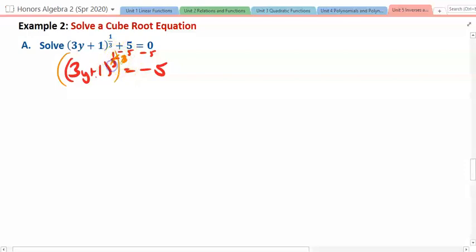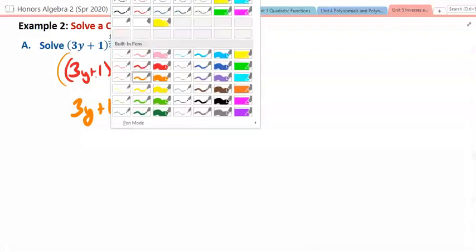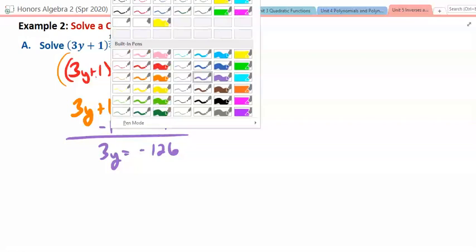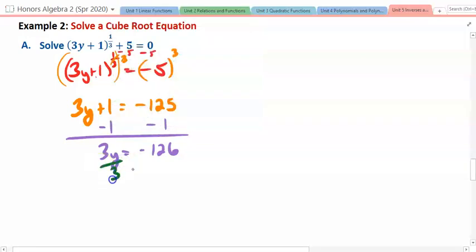And so this will cancel this, but remember, I also need to do it to the other side of the equation, because remember, what you do to one side, you have to do to what? To the other. And so we're going to get 3y plus 1 is equal to negative 125. Because remember, negative 5 times negative 5 times negative 5, right? So I'm going to subtract 1 from both sides. And so I'm going to get that 3y is equal to negative 126. We're going to divide both sides by that 3. And when we do that, we're going to get negative 42.